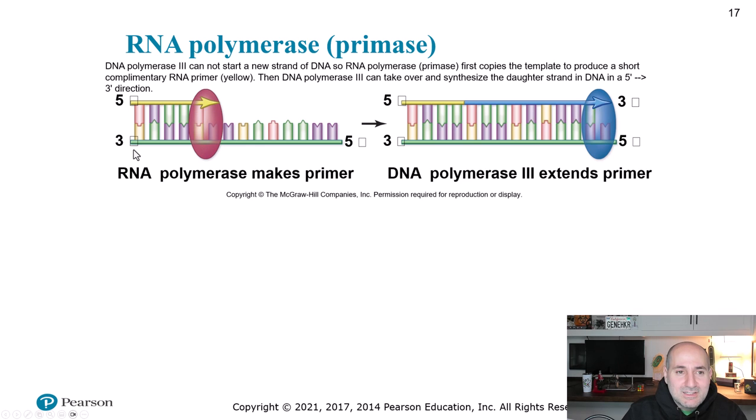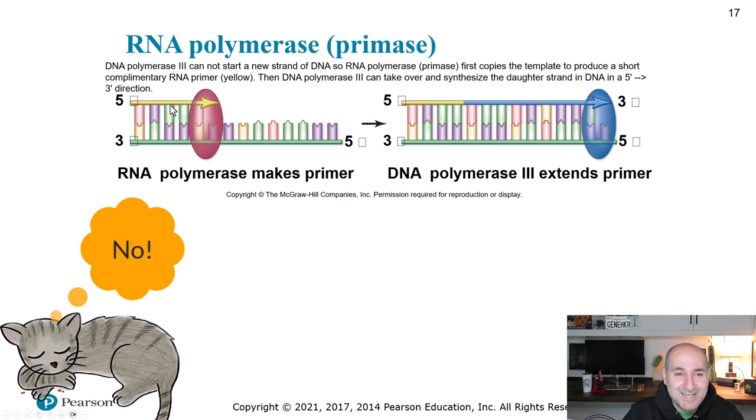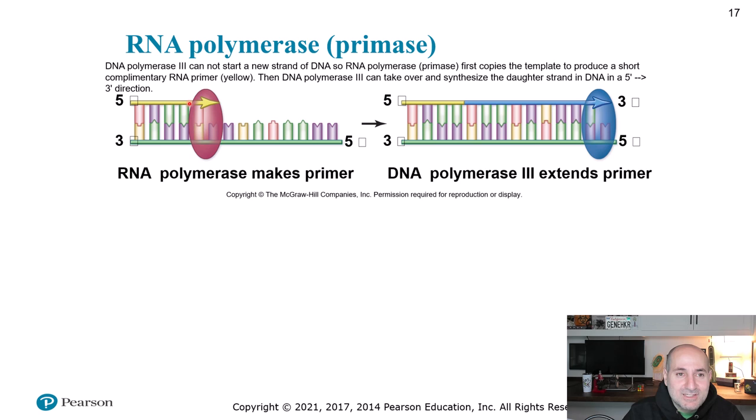So take a look. This is a strand of DNA we want to copy, in green right here. Now, can we start a new strand of DNA with DNA polymerase 3? Can we start the daughter strand and just start copying? Do you think this red thing is DNA polymerase 3? Right, Wicket, that can't be, because DNA polymerase 3 can't start the new daughter strand. It can only build off of a pre-existing daughter strand. So we need a friend to help out.